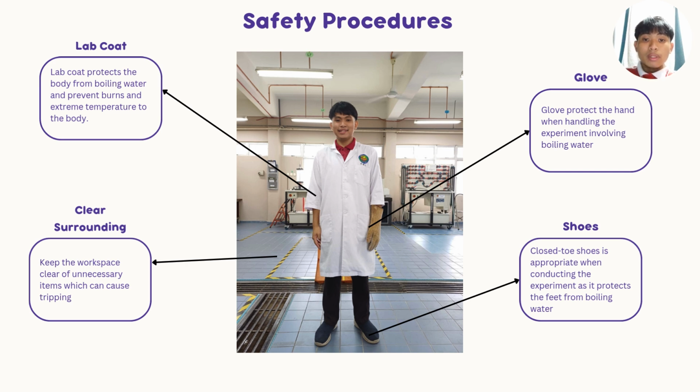Okay, next we will go to the safety procedures. We know that this experiment 4, the first and second law of thermodynamics application, involves heating. So we must make sure that we use proper attire, like the lab coat. Why must we use the lab coat? The lab coat protects the body from boiling water and prevents burns in case we slip and the boiling water goes onto our body.